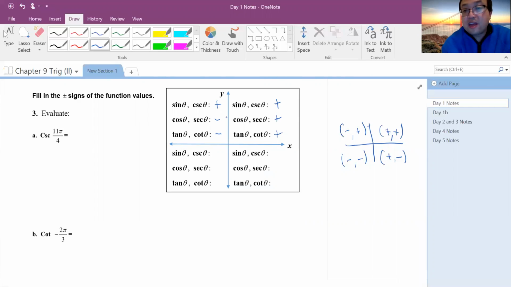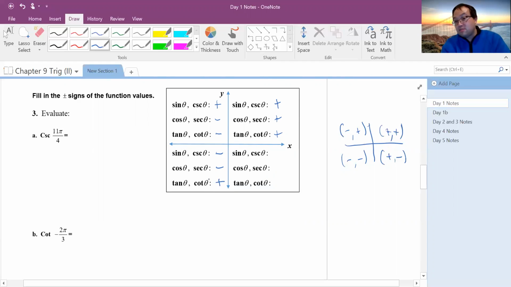In the third quadrant, both sine and cosine will be negative according to the coordinates. Now when I do negative divided by negative, in this case tangent would be positive, and the same with cotangent, positive. Okay, and then finally when I look at the fourth quadrant, for sine and cosecant, it's negative. Cosine and secant are going to be positive, so if I do negative divided by positive, that's going to be negative in this case.